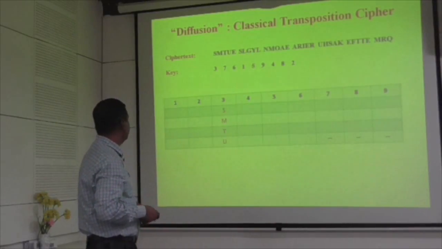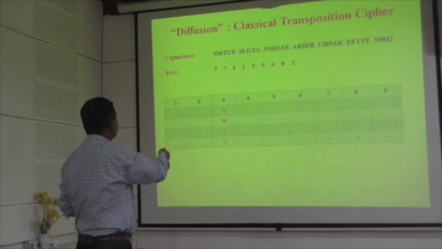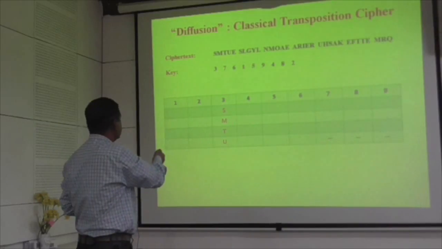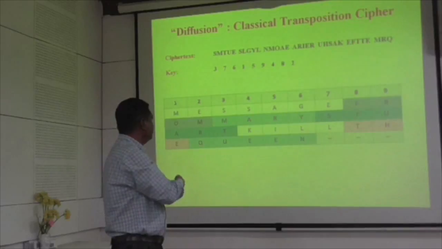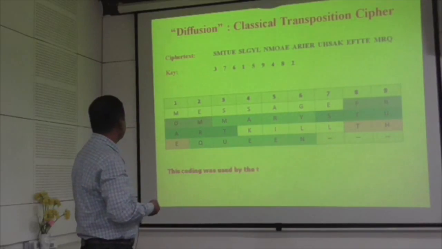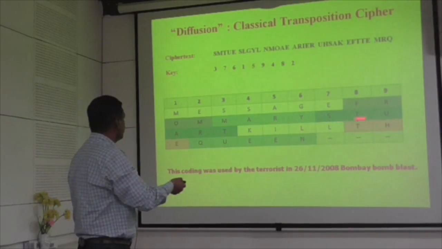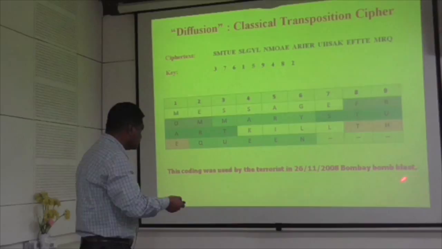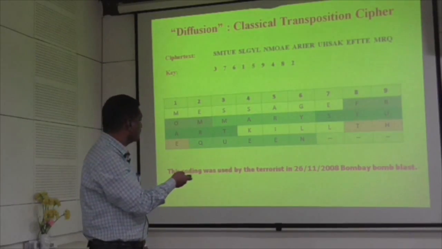Here is one example. For this particular key, the ciphertext is written with key 3 as the 3rd column, then the 7th column, and finally, if I do this, we will get the message. And this is the message from Mary Stuart, kill the queen. This encryption was used by the terrorists in the Bombay bomb blast.